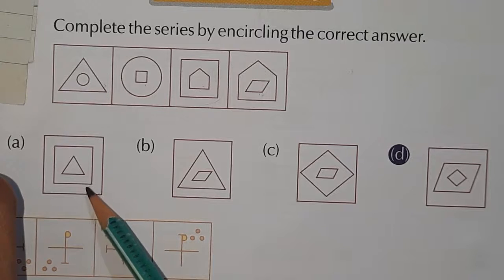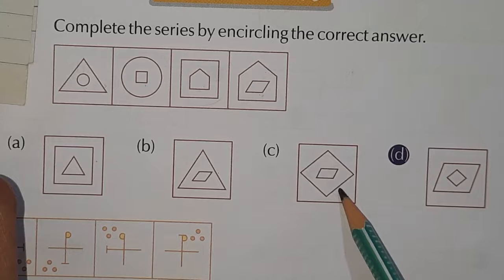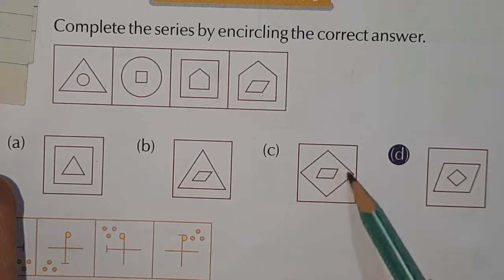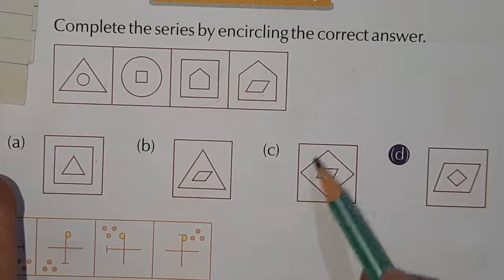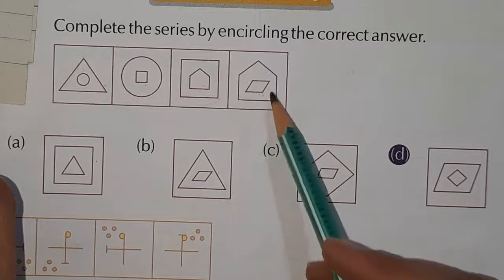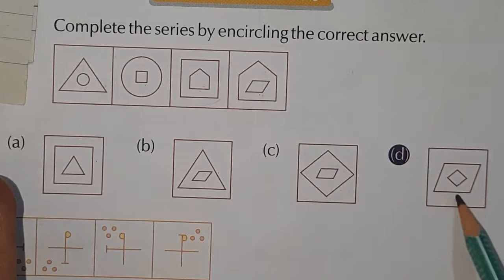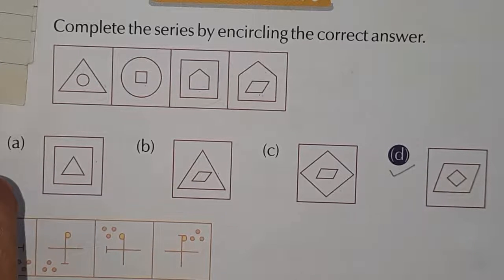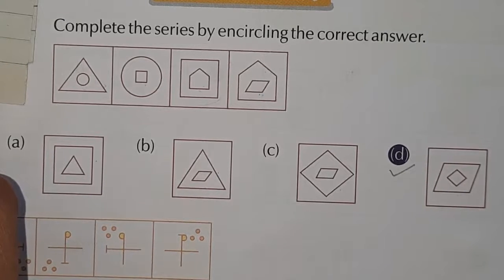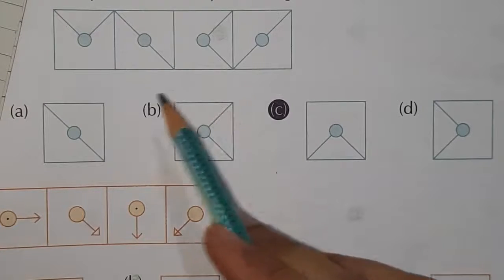Now check in the options. Square, no. Triangle, no. It is also a rhombus. If you don't know the names, no problem at all. At least you should know that this type of figure will be outside. See. So our answer will be option D. One more example. I will explain you.